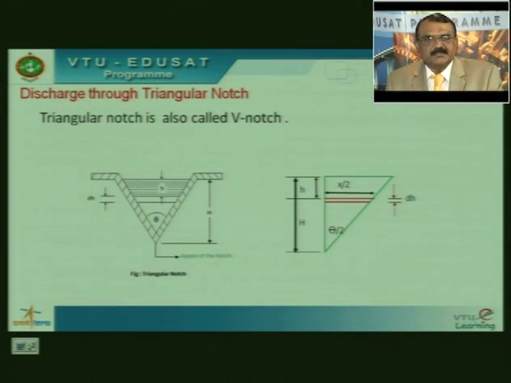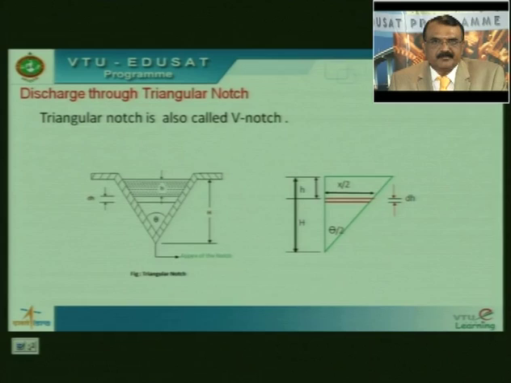This is a very simple notch. Most of the time we see this rectangular notch in the fields. The next most popular one is the triangular notch. This triangular notch is also called V notch. If you go to a laboratory, most of the time you are going to see V notches. V notches are very popular. Why is it called a V notch? A triangular notch is in the form of a V, that's why it is called a V notch.